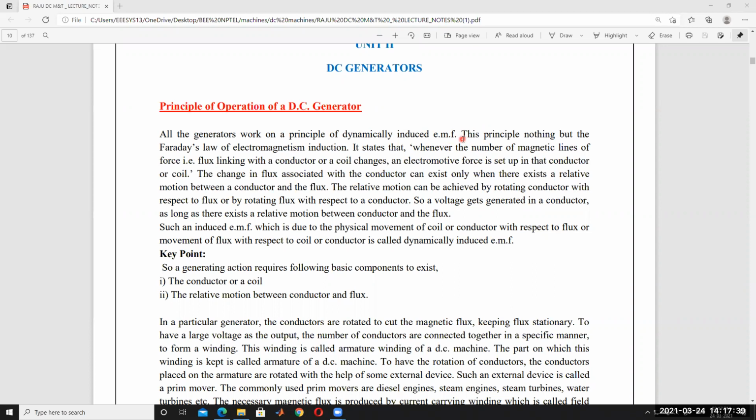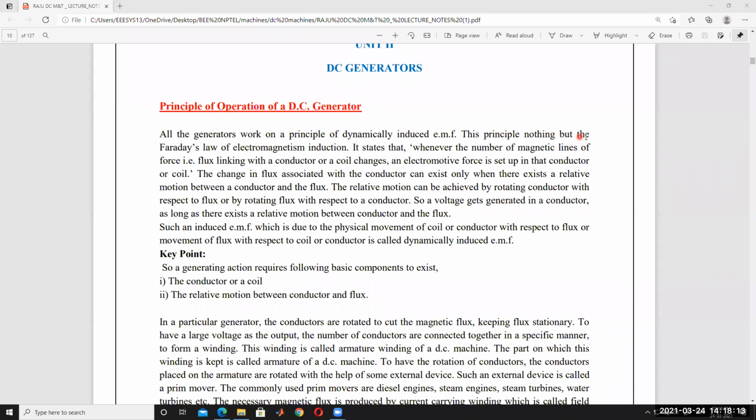But in a transformer, there are no rotating parts. The winding is stationary, but the magnetic field is varying, since it is AC. The flux is changing; that is what magnetic field varying means in a transformer. But here, the flux is stationary, but the conductors are rotating. Rotating conductors placed in a stationary magnetic field experience EMF. That is called dynamically induced EMF.